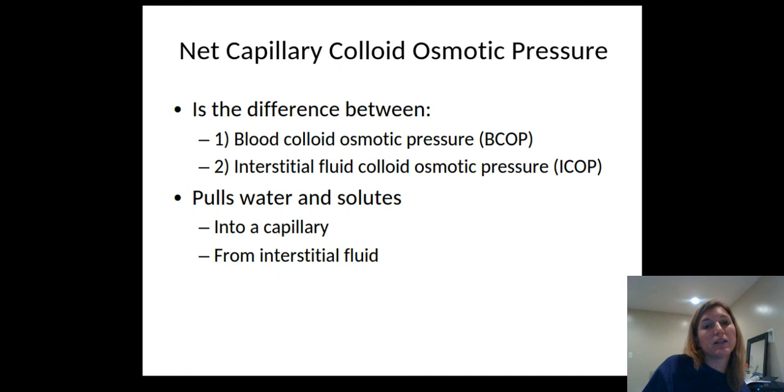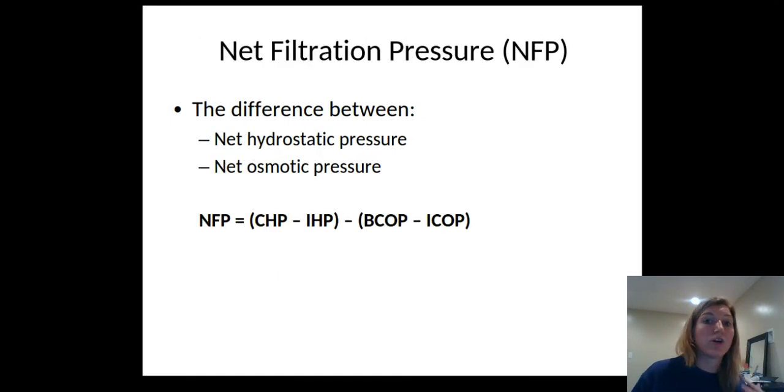There's also net capillary colloid osmotic pressure, right? COP. And that's the difference between the blood and the interstitial osmotic pressure. And this is going to pull everything back into the blood. So the net filtration pressure is basically the difference between the net hydrostatic pressure and the net osmotic pressure, and you just see that here in this little equation. Don't get overwhelmed by all of these things. This is the hydrostatic pressure inside and outside of the blood, the osmotic pressure inside and outside of the blood. That's going to give our net filtration pressure. In other words, what's going to move where, right? On the arterial side, it's filtering. On the venous side, it's reabsorbing. No net filtration in the middle.